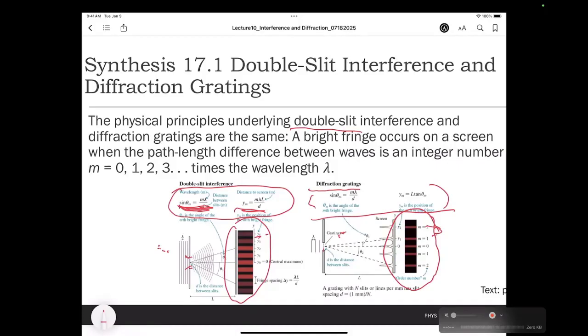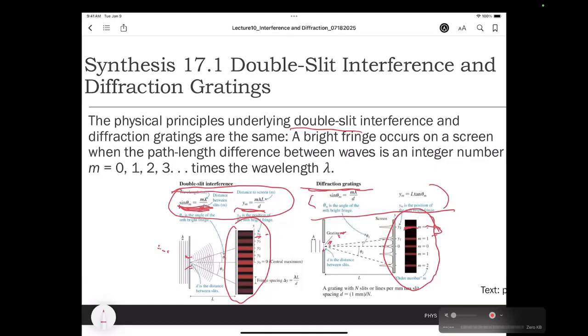And the difference between the double slit interference and the diffraction grating is that when you increase the number of slits, the bright fringes become narrower and brighter. Does it make sense to you? Yeah. Do you know why it is like that?